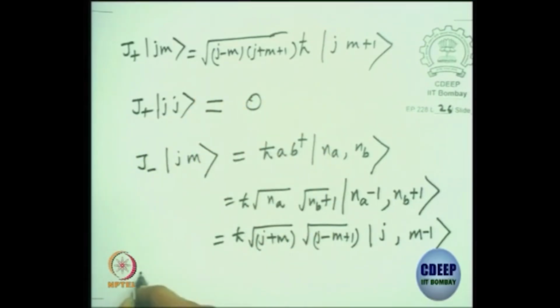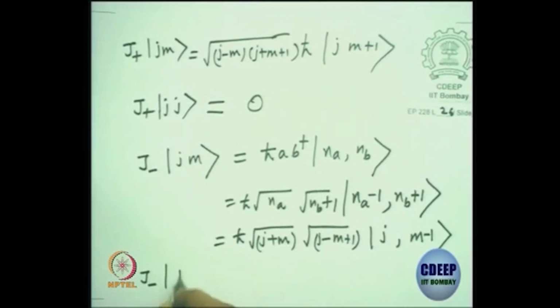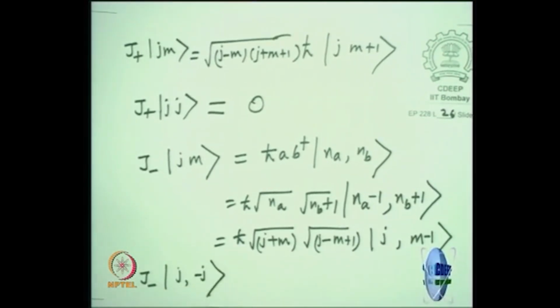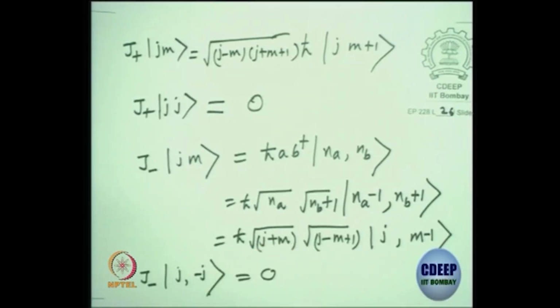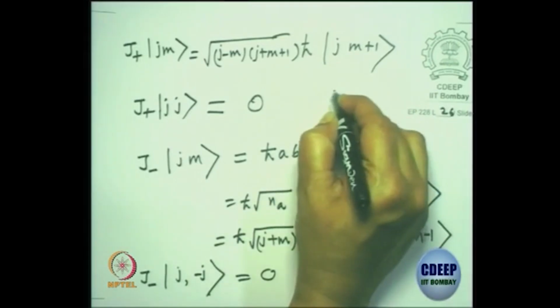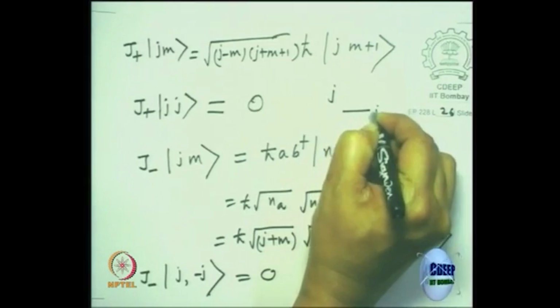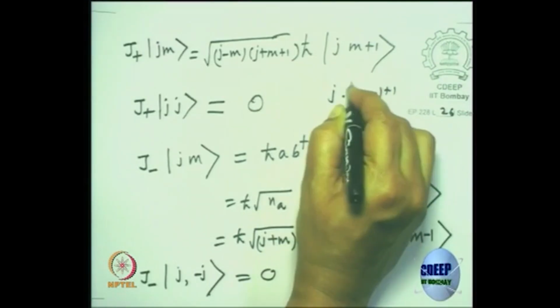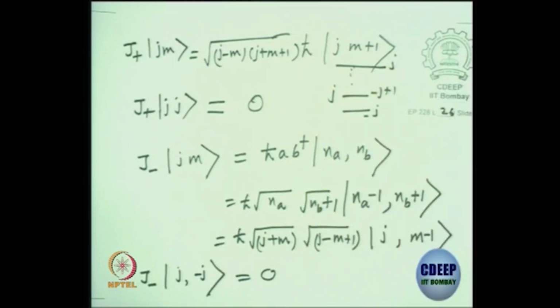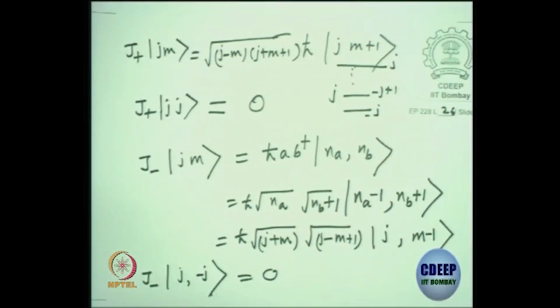What happens for J minus? M equal to minus J, if I operate, look at this eigenvalue, it will become 0. So what do we get? We get states for a specific J. It goes from minus J, minus J plus 1, dot dot dot, and there is an upper bound which is plus J for the magnetic quantum number. For a given J eigenvalue, this M magnetic quantum number will take values from minus J to plus J. So all states with a given J will be 2J plus 1.